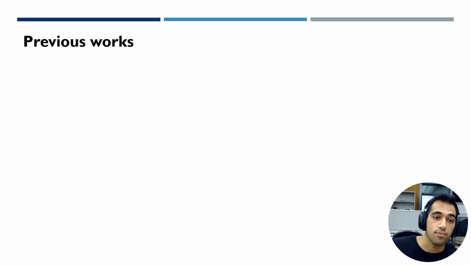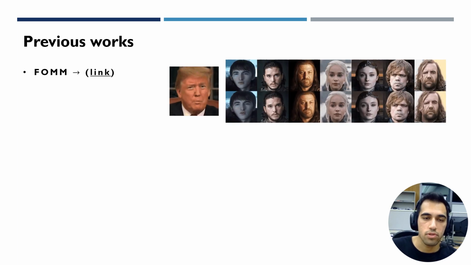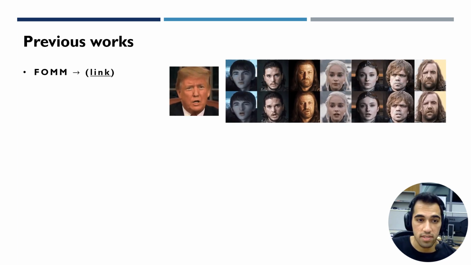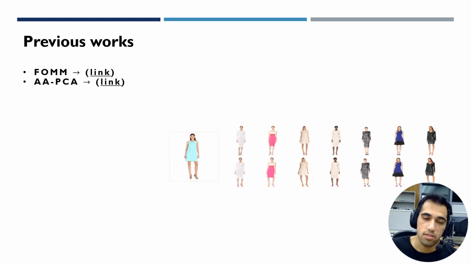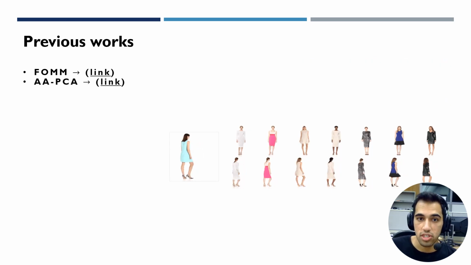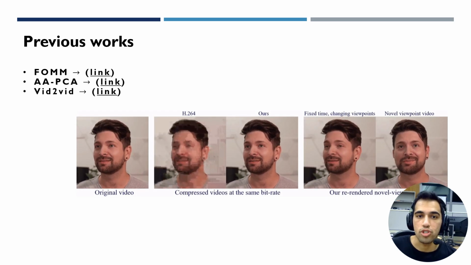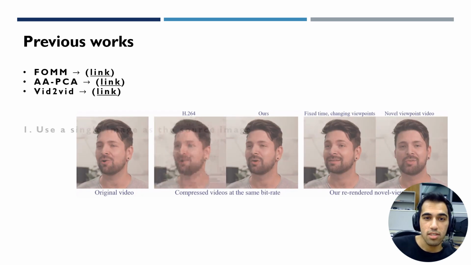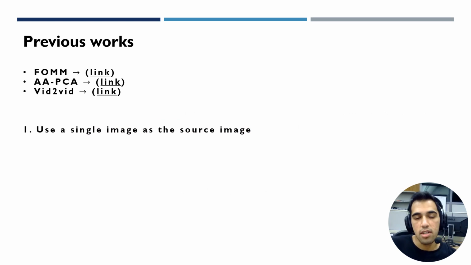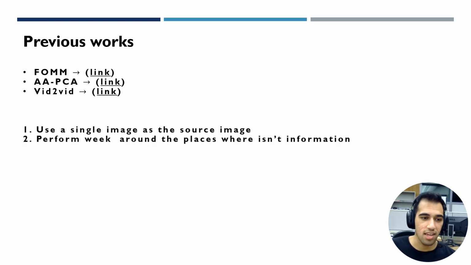We can also take a look at previous models and papers which have been published in a similar domain. First one is the first order motion model, which was trained on face images. The AAPCA, which was mainly trained on pose and gesture images. And last but not least, the vid to vid, which was trained on face images. But there's one thing they all have in common, is that they usually use one single image for the source image and identity, which has some issues, and these sort of models typically perform weak around the areas and regions where there isn't enough information.